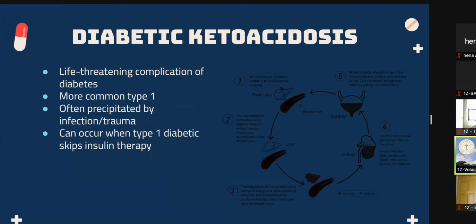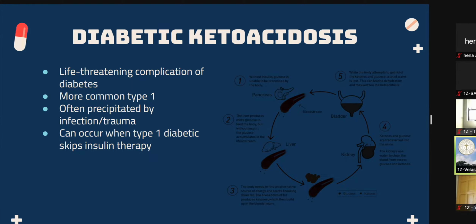Next slide, please. So how does this all tie in? A good tie-in to where all of these come together is through diabetic ketoacidosis. Diabetic ketoacidosis is a life-threatening complication of diabetes. It is more common in type 1, as was mentioned before, and it is often precipitated by infection or trauma.